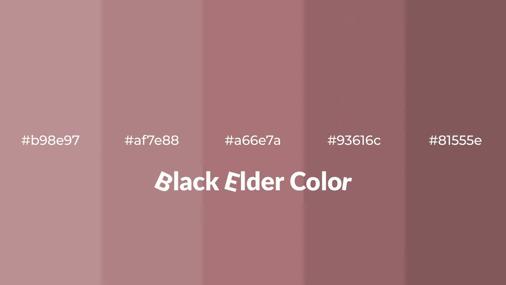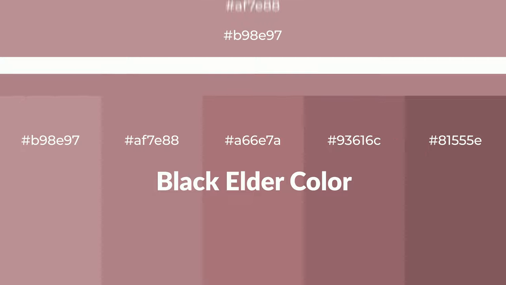Warm shades of black elder color with red hue for your next project. To generate tints of a color, we add white to the color. And tints create light and exquisite emotions. To generate shades of a color, we add black to the color, and it is used in patterns, 3D effects. Layers and shades create depth and drama.